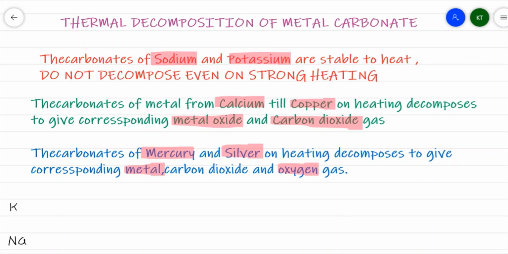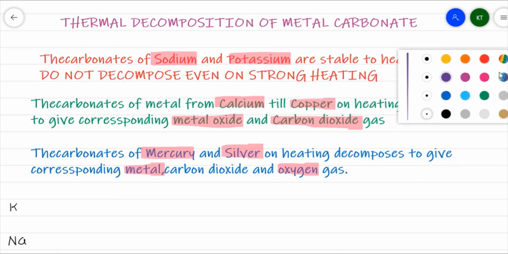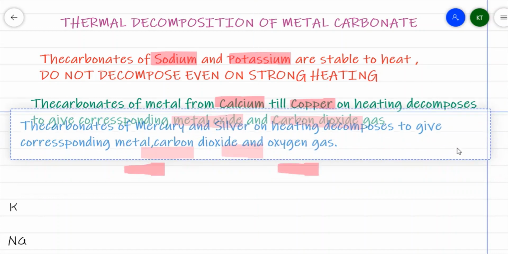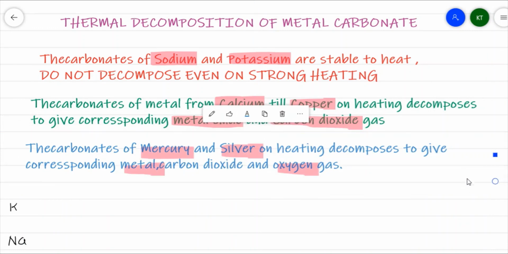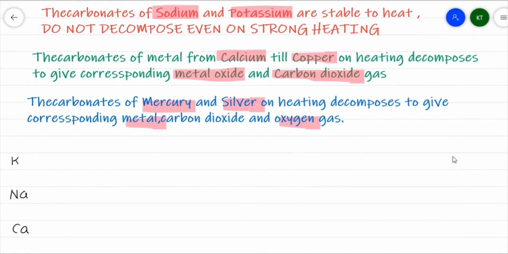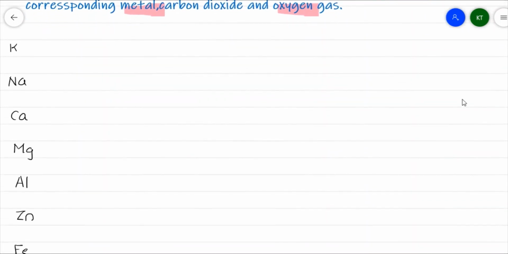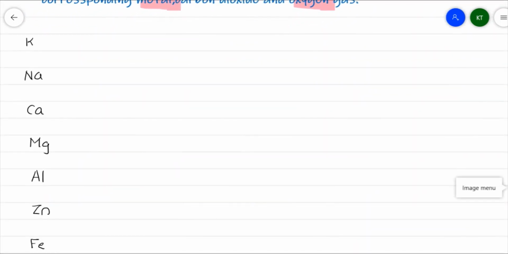Okay, so let us start our journey towards understanding the reaction of metal carbonates from the activity series. Let me have the reaction for potassium first. The carbonate of potassium is K2CO3. If I heat it, I get K2CO3, no change, because it is stable to heat.